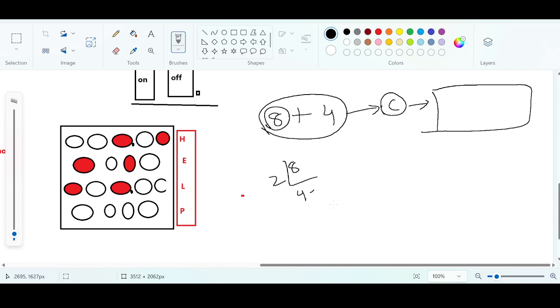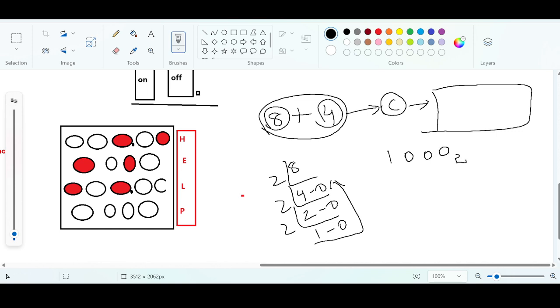Okay, 2 4s are 8, remainder 0, 2 2s are 4, remainder 0, 2 1s are 2, remainder 0. You write from bottom to top. What is the value? 1 0 0 0 base 2. After this you have one more number, 4. This is the decimal number, you need to keep dividing it by 2. 2 2s are 4, remainder 0, 2 1s are 2, remainder 0. And if you take it from bottom to top, it is 1 0 0 base 2, right?